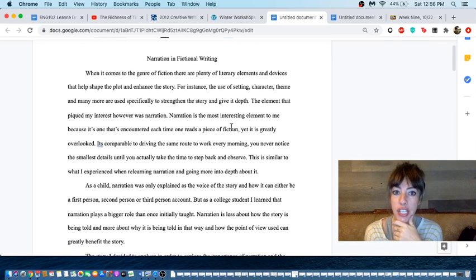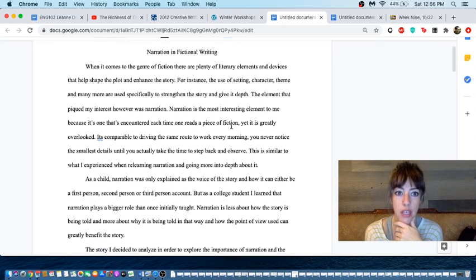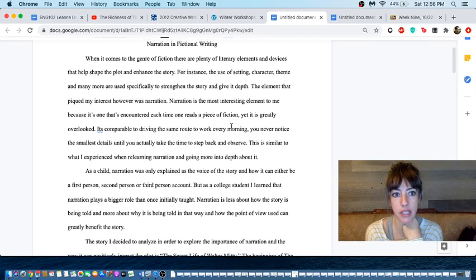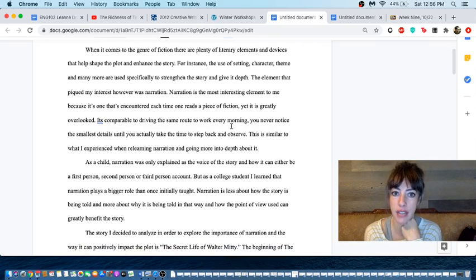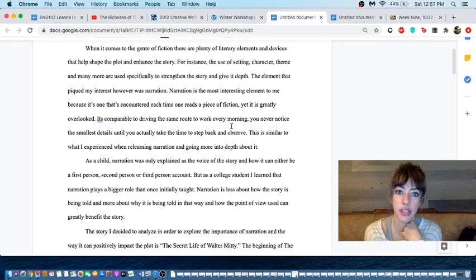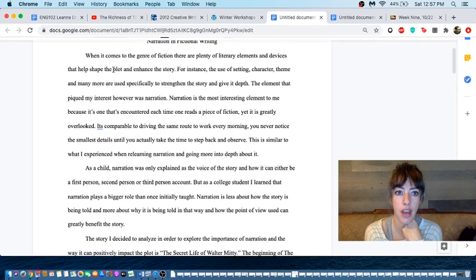All right, narration in fictional writing. When it comes to the genre of fiction, there are plenty of literary elements and devices that help shape the plot and enhance the story. For instance, the use of setting, character, theme, and many more are used specifically to strengthen the story and give it depth.